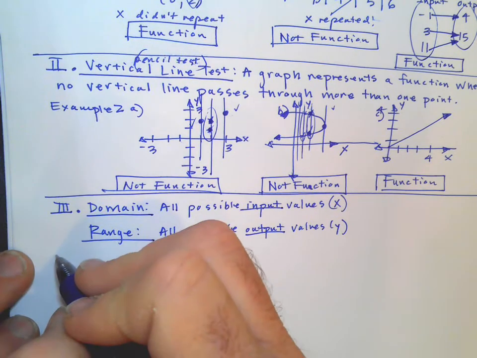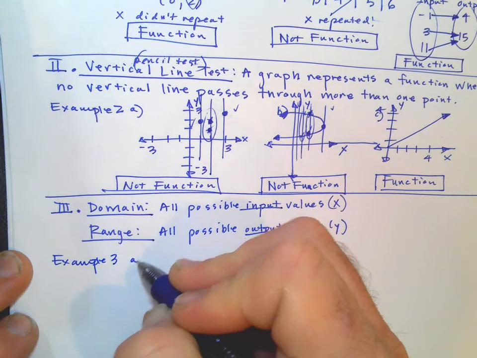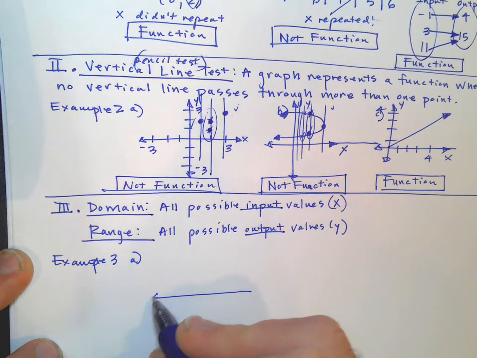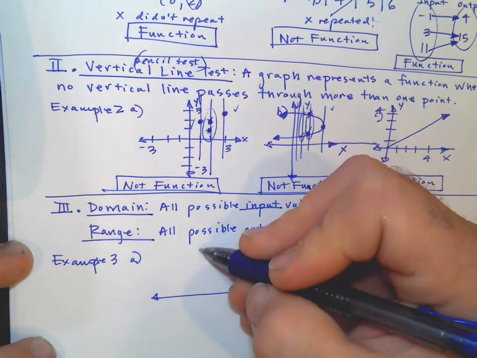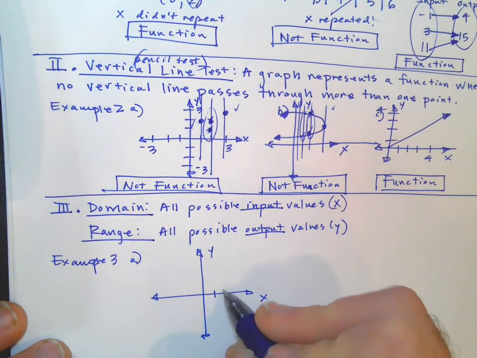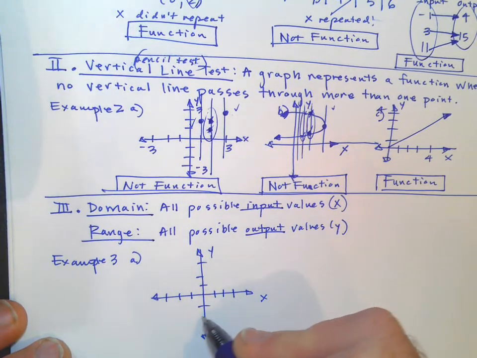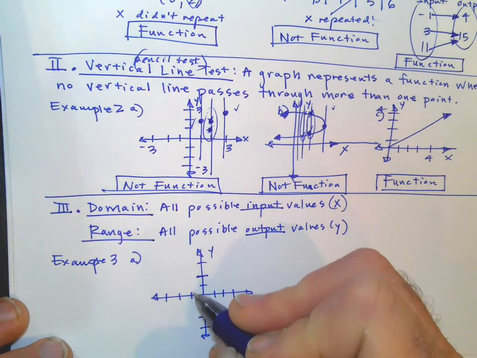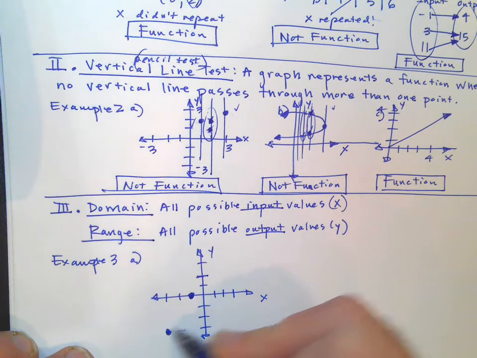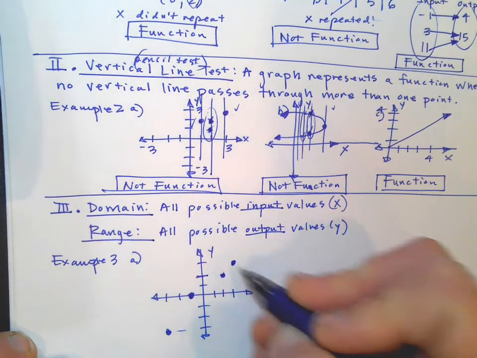So let's do a couple examples here. Example 3, part A. I'm going to start with a graph. We could do these from tables too, but you do them from graphs. So I'm going to put some points on here. And let's see if we can put them in the same spot. I'm putting one right here. And one right here. And one right here. And one right here. Okay, so you can copy that down.